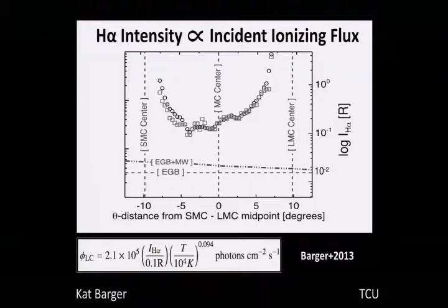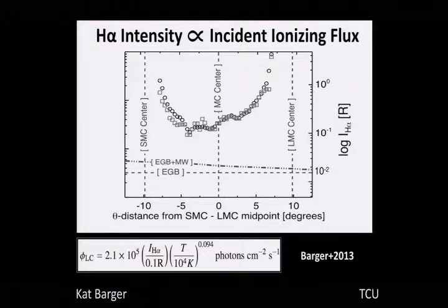Okay, so here's what we see when we look at how much H-alpha emission we have as a function of distance across the Magellanic Bridge, where we have right here the location of the SMC center, the center region between the two galaxies. Over here we have the LMC, and this is angular distance over here. This is a log scale of how bright the H-alpha is. Now, H-alpha, as it's a recombination line, is directly related to whatever's ionizing it. And if we're playing the game that photoionization is causing the ionization, then the amount of H-alpha you have should be directly proportional to the amount of incident ionizing flux.